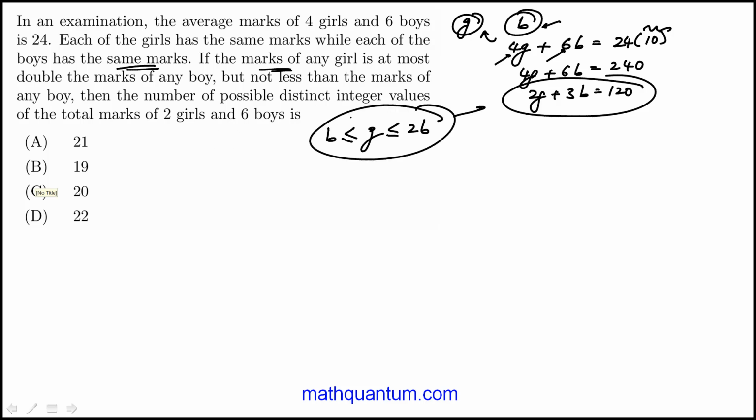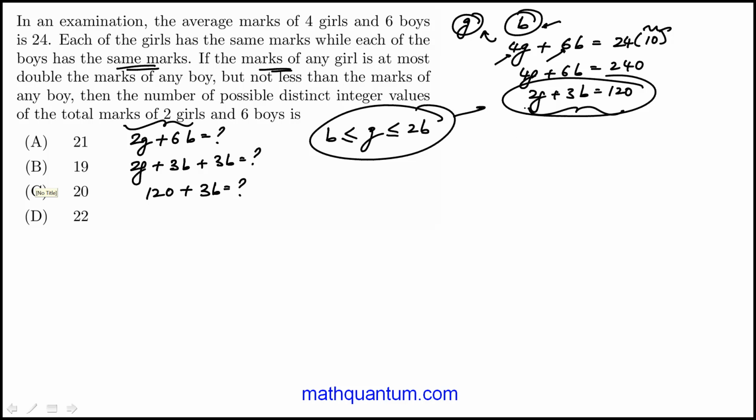So these are my 2 conditions, and then I need to find possible integer values for this 2G plus 6B value. And you'll notice here that I can split this into 2G plus 3B plus 3B, because we have this already equal to 120. So that's 120 plus 3B. Another way to simplify that.